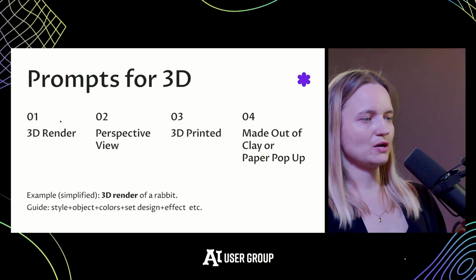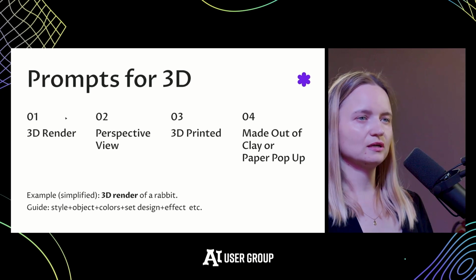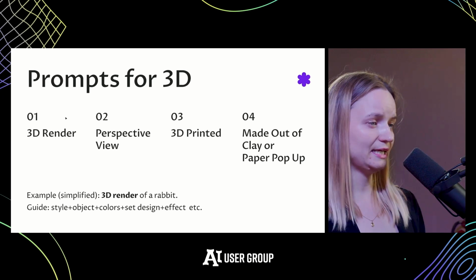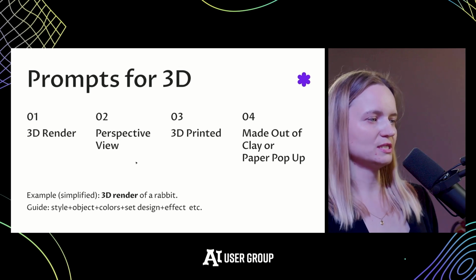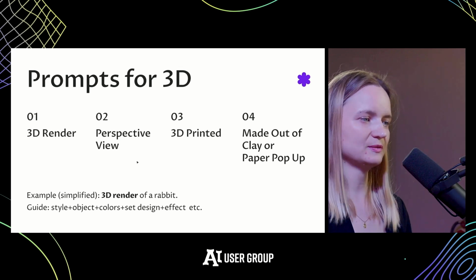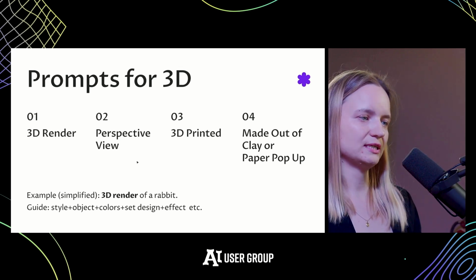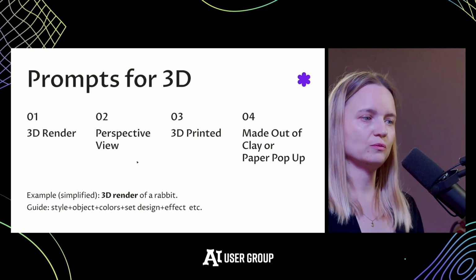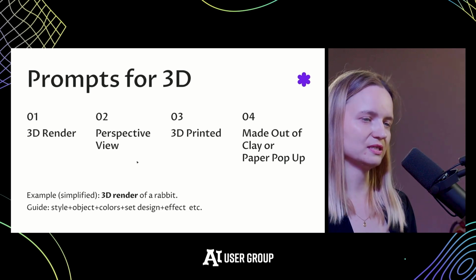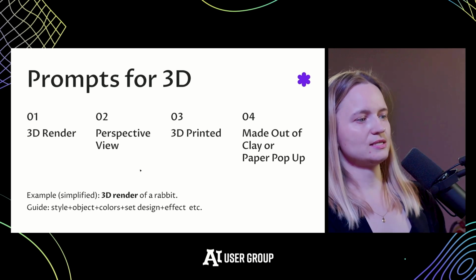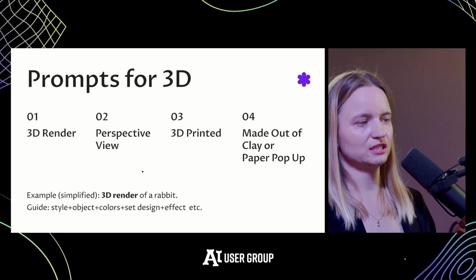Now let's talk about the 3D style. Again, it's not true 3D, it's an imitation of 3D, but for the signal words, you can use 3D render, perspective view, 3D printed, made out of clay, or paper pop-up. That's not quite intuitive, but it gives good results. The simplified version is 3D render of a rabbit.